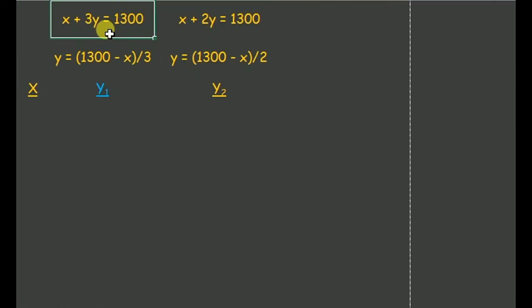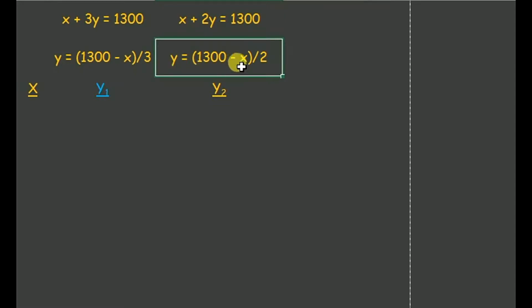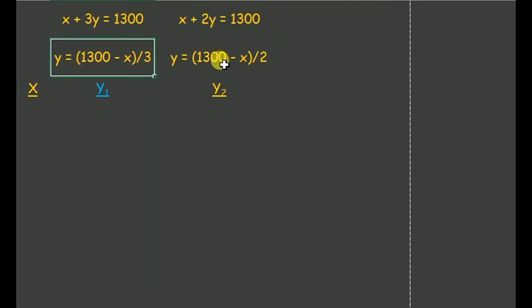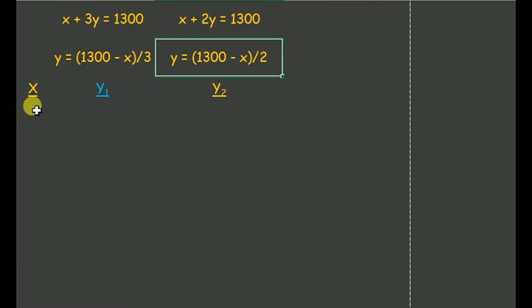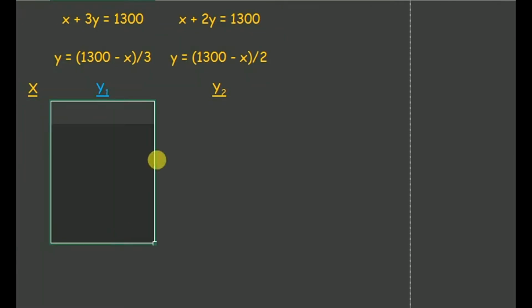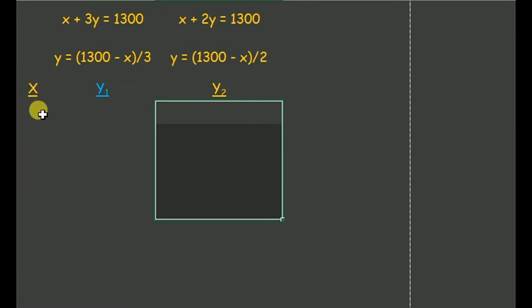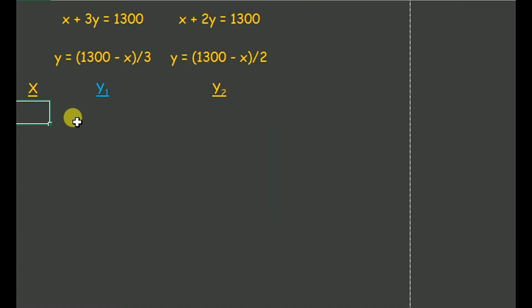I have this equation here, x plus 3y equals 1,300, which gave me y equals 1,300 minus x over 3. This equation here, x plus 2y equals 1,300, gave me y equals 1,300 minus x over 2. So now let's put both these equations into the graph. Let's take some x values, which will give me y1 and then y2.